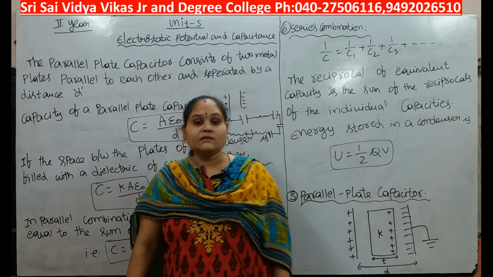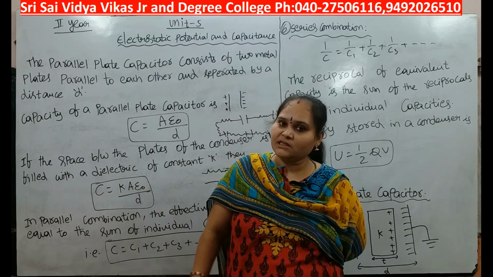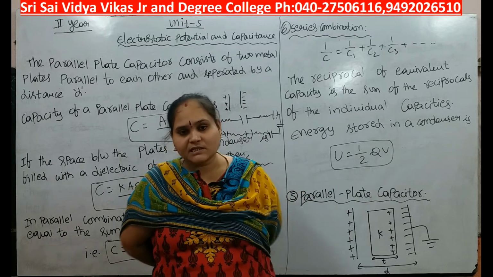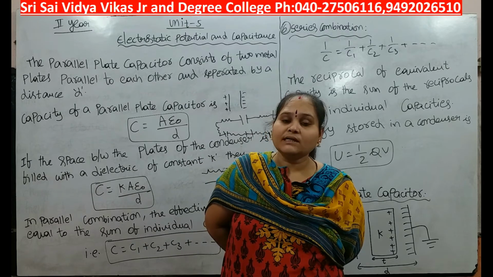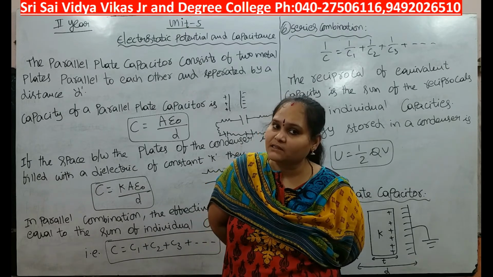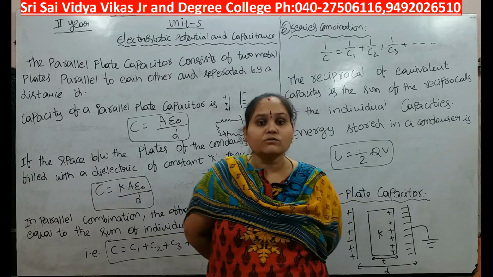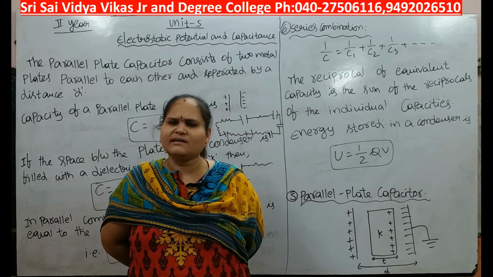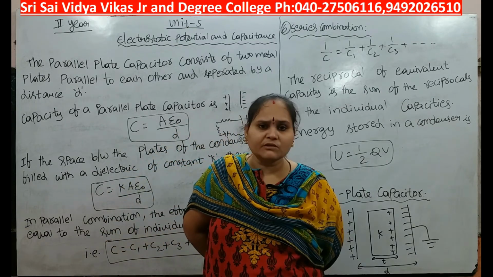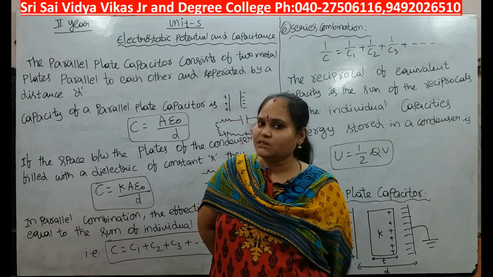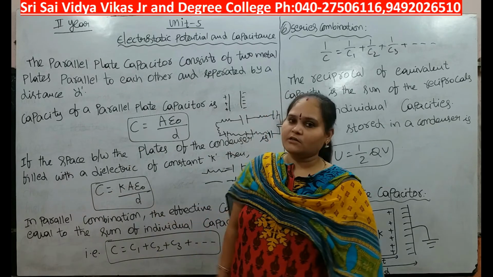Once again I will repeat. In this we have two different types of combinations: the parallel combination and the series combination. In parallel combination, the resultant capacity, where the plates are connected in parallel, can be written as C equal to A epsilon naught by d, or A epsilon by d if we are considering any medium. Here epsilon naught is the permittivity of free space, d is the distance between the two plates and A is the area. So C equal to A epsilon naught by d.